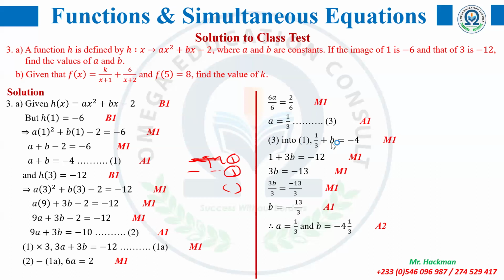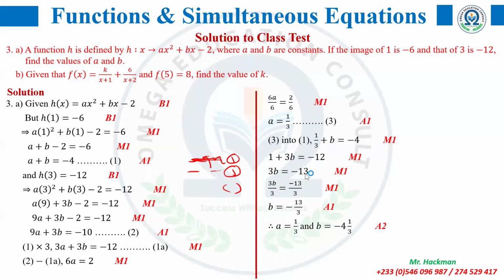So 1 over 3 plus B is equal to minus 4. Now what do I do? I clear the fraction. Someone can move this one to this side. But to clear the fraction, I multiply through by the LCM, which will be 3. So this time 3 will give me 1, this time 3 will give me 3B, and this time 3 will give me minus 12. So I come and solve for B.